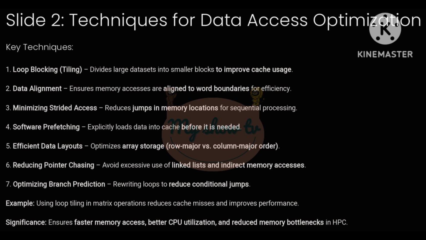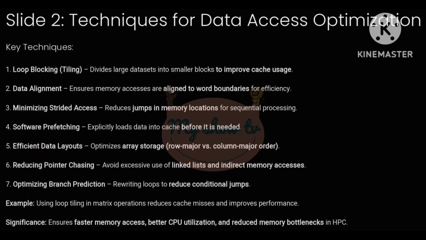2. Data alignment. Misaligned memory accesses cause extra processing cycles. Ensuring proper memory alignment improves retrieval speeds. 3. Minimizing strided access. If memory is accessed in large strides, e.g., accessing every 10th element, CPU caching is ineffective. Keeping memory access sequential avoids performance degradation. 4. Software prefetching. Prefetching reduces wait time by fetching data before the processor actually needs it.